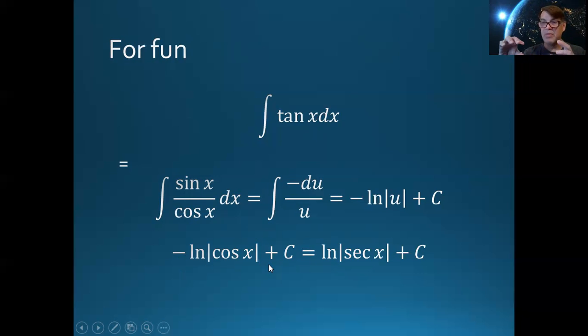But remember the rules of logarithms: the negative natural logarithm of something is the same as the natural logarithm of that thing to the negative 1 power, which means you put it in the denominator. Secant x is 1 over the cosine of x. So if I suck that negative back in, it becomes the natural logarithm of 1 over the cosine of x, which is the secant of x. So thus, quod erat demonstrandum, the integral of the tangent of x dx equals the natural logarithm of the absolute value of secant x plus a constant.